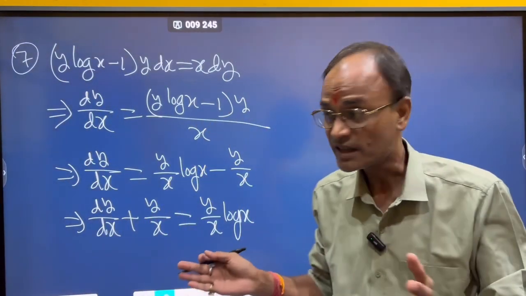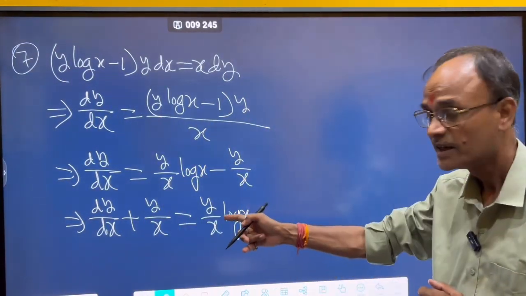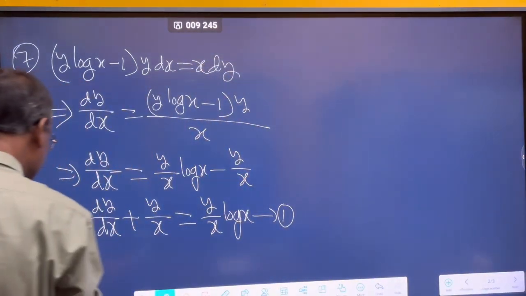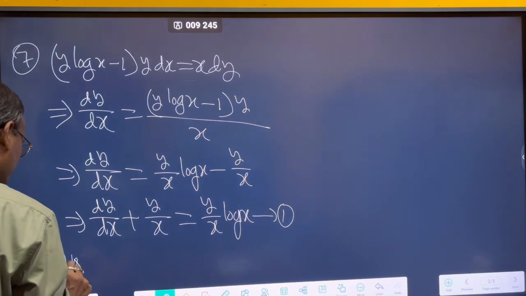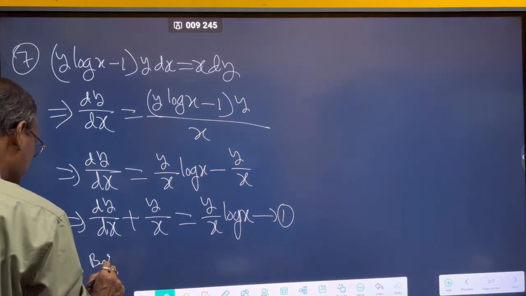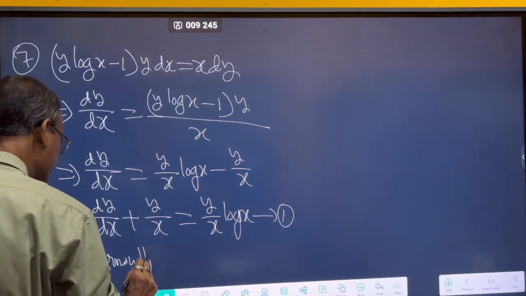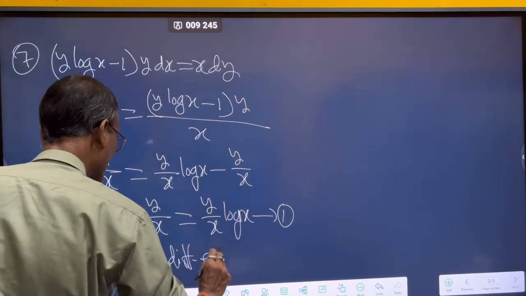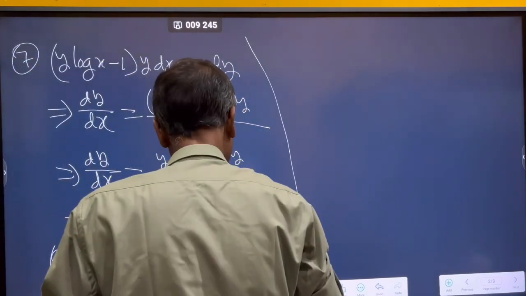This is a Bernoulli's differential equation. Suppose this is number 1. Number 1 is Bernoulli's differential equation.